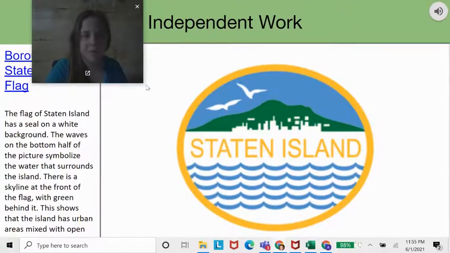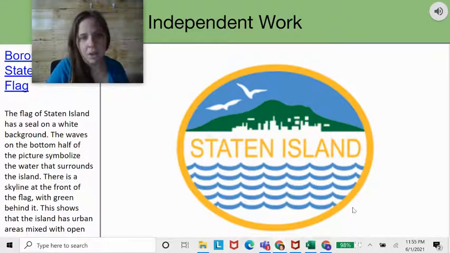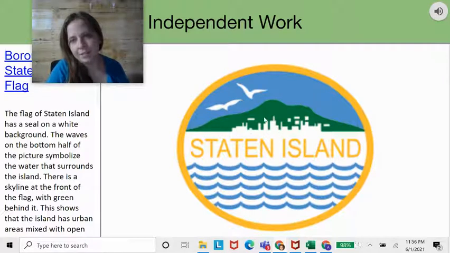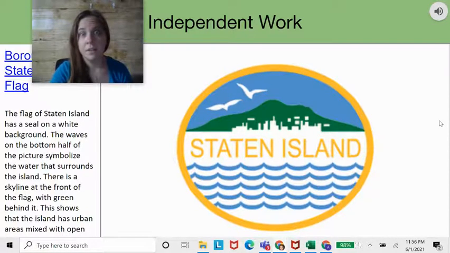And last but not least, we have Staten Island. And already I'm thinking of an island. And over here it's telling me that we have a picture surrounded by water. It's an island, some birds, what looks to be a mountain, and some buildings. So it's telling me over here that there's a skyline in front of the flag with green behind it. This shows that the island has urban areas mixed with open areas. So it's a mix. This is an island that's diverse.